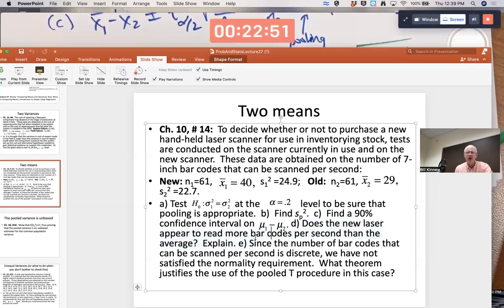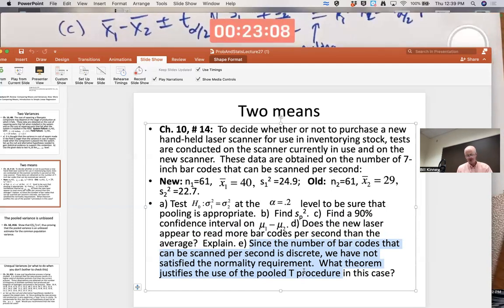Part E: since the number of barcodes that can be scanned is discrete, we have not really satisfied the normality requirement of the T distribution test or the T interval test. What theorem justifies the use of the pooled T procedure in this case? Actually, I'm not sure we have a theorem that officially justifies that, in the sense that we're going from discrete to continuous. In general, the central limit theorem implies X bar is approximately normal. I think that is enough to justify the pooled T procedure.